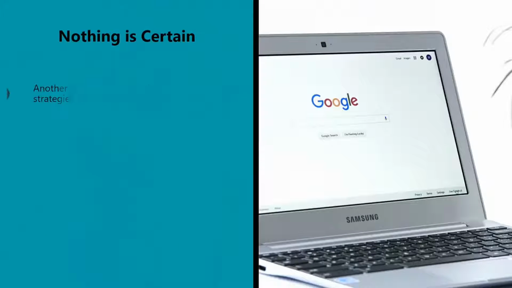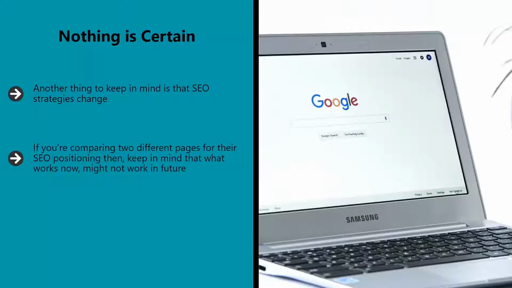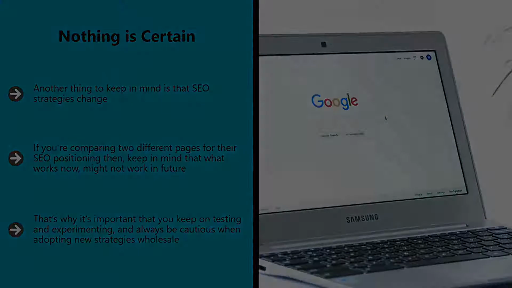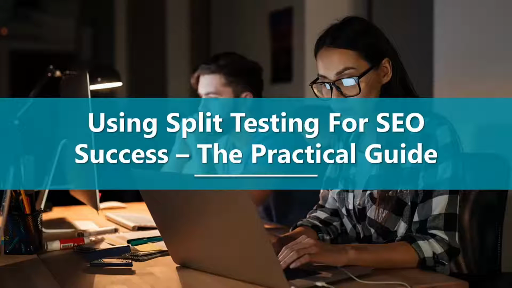Nothing is certain. Another thing to keep in mind is that SEO strategies change. What was a great SEO strategy once can change on a dime once Google decides to change its mind. If you're comparing two different pages for their SEO positioning then, keep in mind that what works now might not work in the future. That's why it's important that you keep on testing and experimenting, and always be cautious when adopting new strategies wholesale.